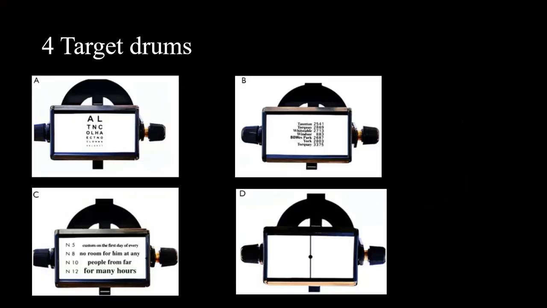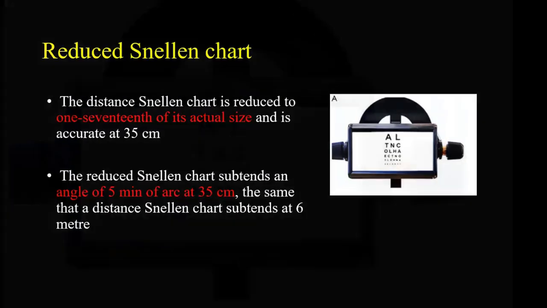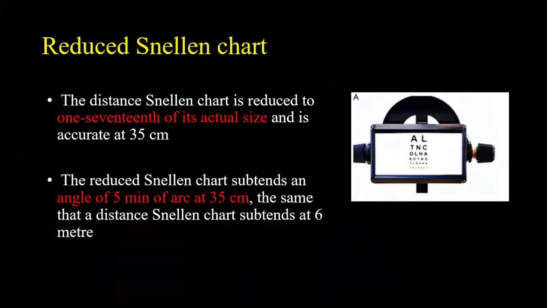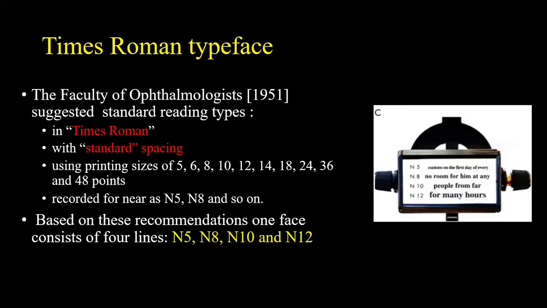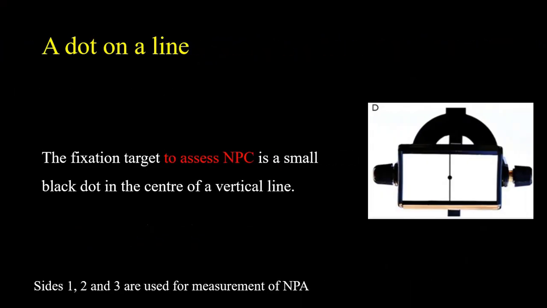There are 4 target drums in the RAF ruler. The first one is the reduced Snellen chart. This is reduced to 1/17th of the actual size, and it subtends an angle of 5 minutes of arc, which is the same as what the distance Snellen chart also subtends. The second drum is a section of the GPO directory. The third drum is the Times New Roman typeface with standard spacing, N5, N8, N10 and N12 font sizes. The fourth is a dot on a line.